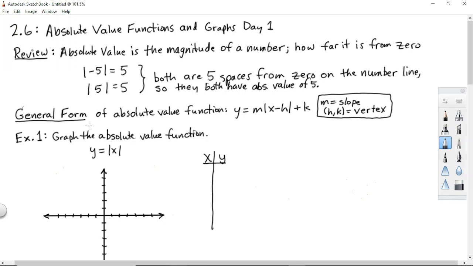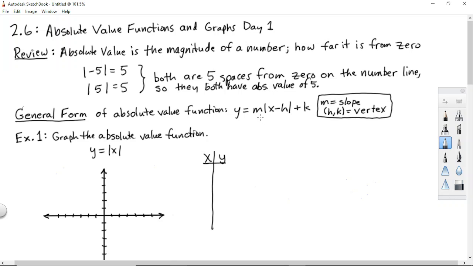Okay, and we are going to learn the general form of the absolute value function. And this is it: y equals m times the absolute value of x minus h, and then plus k. We won't look at that a lot today, but we will go back to one of the examples. We'll see how this general form works. Okay, but just a quick look at it.